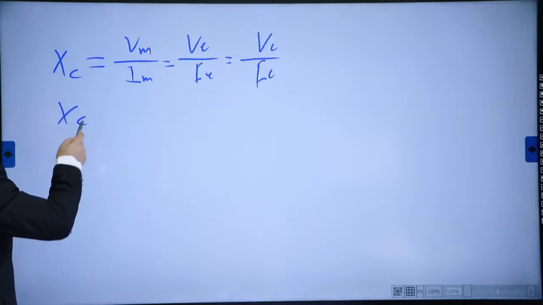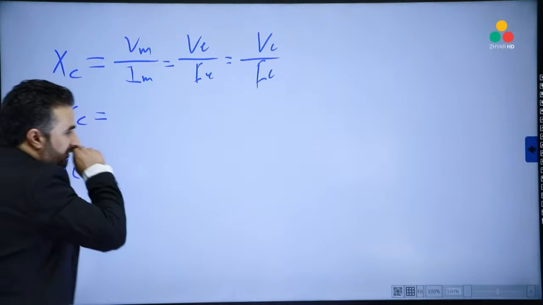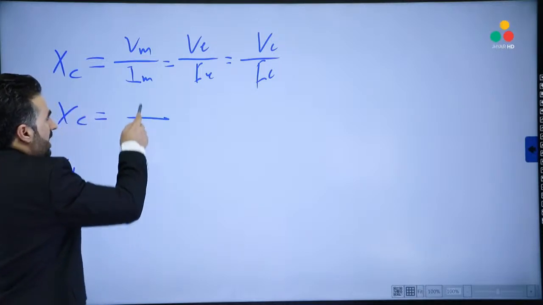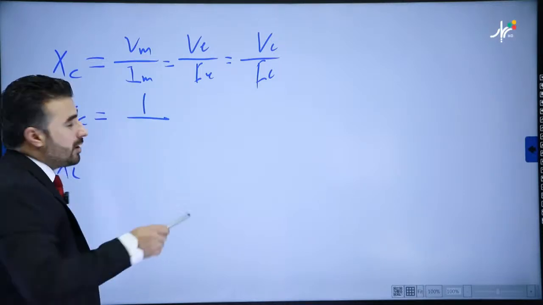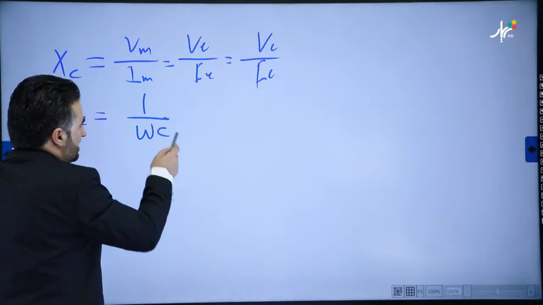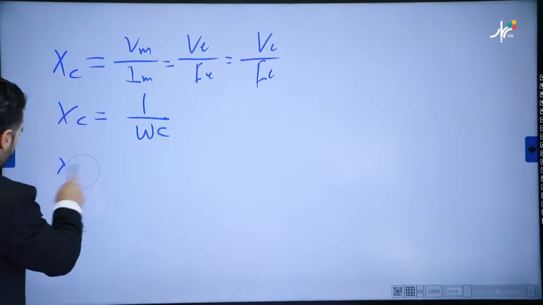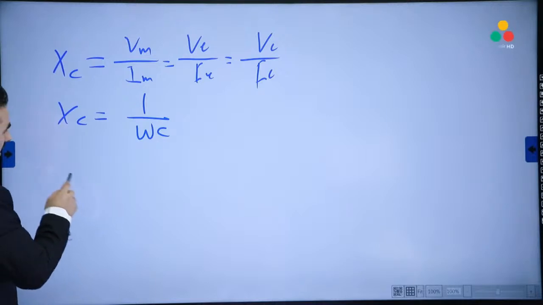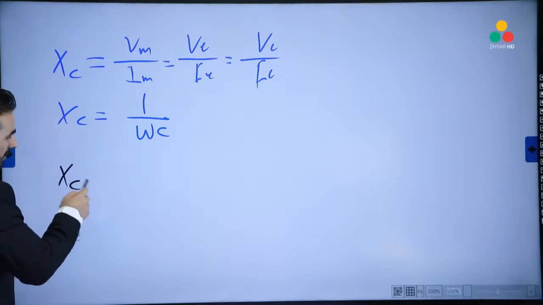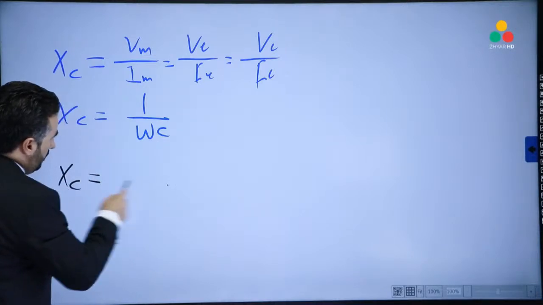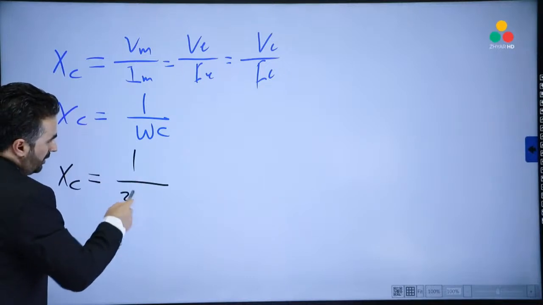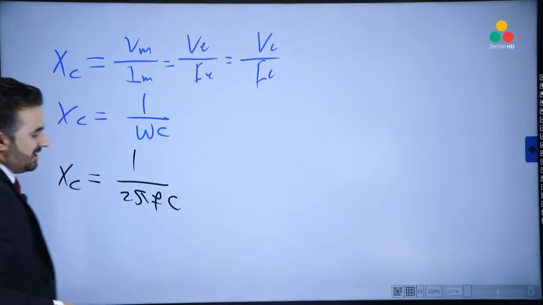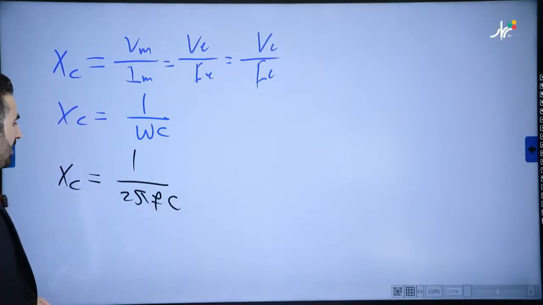So another way to find the capacitive impedance: it equals 1 over omega C. Let's erase this one. We do know that omega equals 2 pi F, so we can say X sub C equals 1 over 2 pi F times the capacitance of the capacitor.